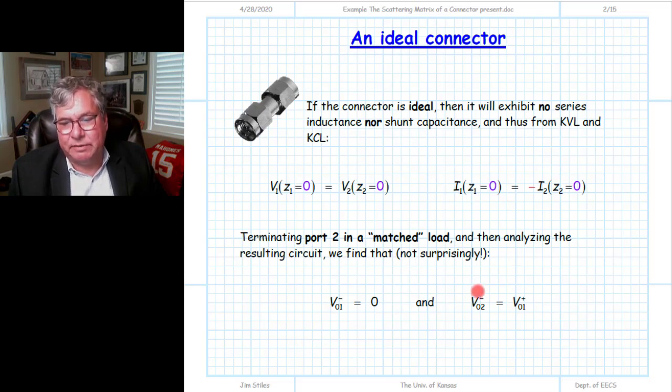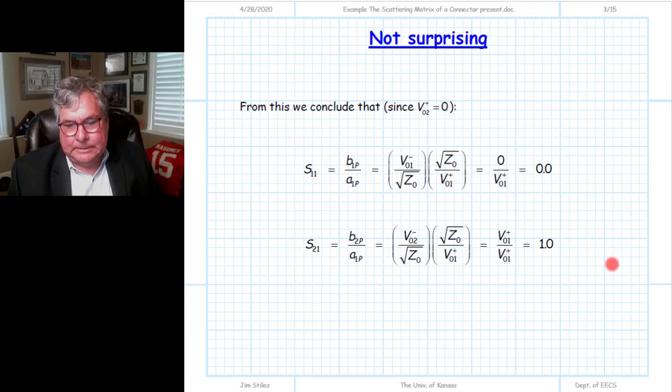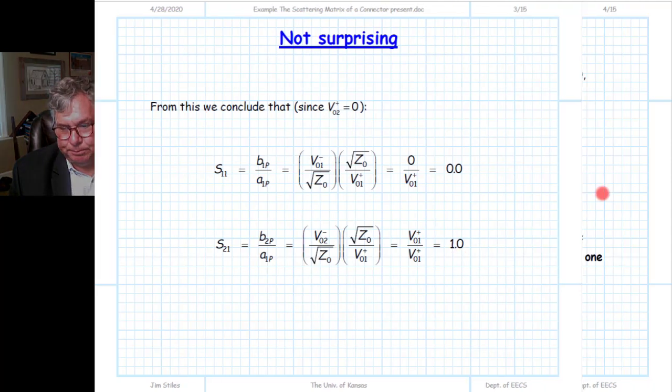On the other side of the connector, we find the scattered wave V02 minus amplitude is equal to V01 plus, and this just says that what is coming out of port 2 is equal to what is going into port 1. And so from those results, we can determine S11 and S21. S11 is 0. Again, since there's no discontinuity, there's not going to be any reflection at port 1. And S21 is a value of 1. So all the incident wave transmits across, not losing any magnitude, nor is there any phase shift at those infinitely short wires in the connector themselves.